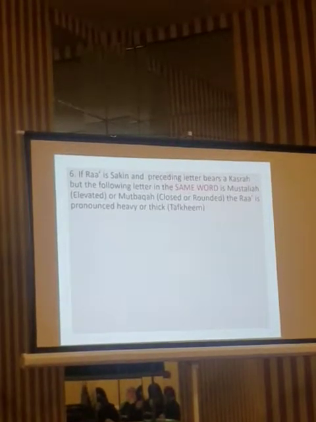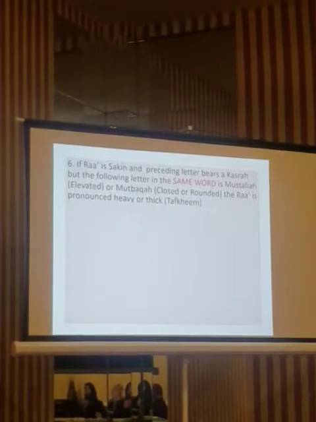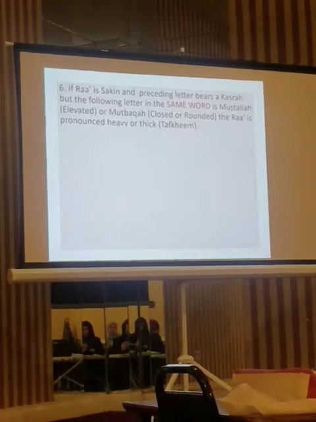How would you recite the letter ra if the ra is sakin? If the ra is sakin, you look at the preceding letter. And if it has a kasra, how would you recite a regular ra? Soft. Yes. But here, this is an exception. This is a very unique exception.